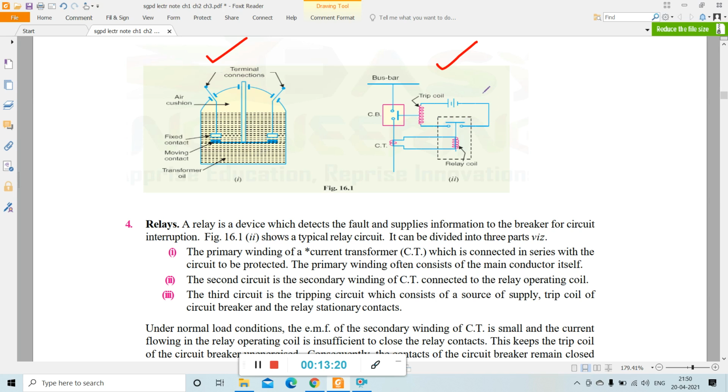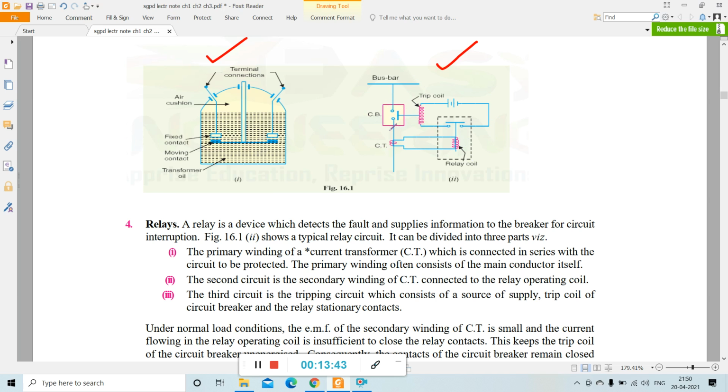Once this trip circuit is closed, current can now flow from this source of supply through this trip coil. Once current flows through this trip coil, it is energized. Once it is energized, it pulls down the moving contact of the circuit breaker. Now the circuit breaker is opened. So this is the overall operation of the relay circuit and circuit breaker.